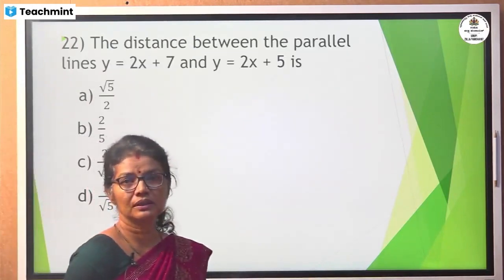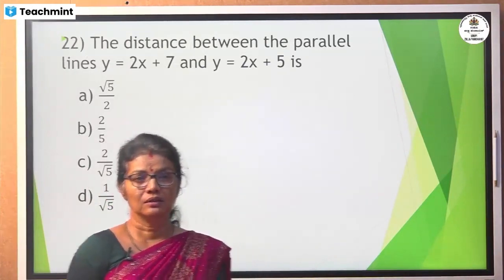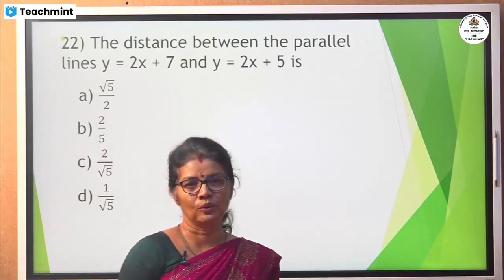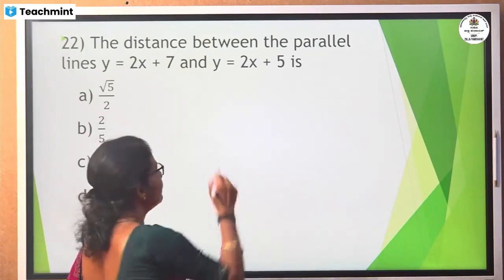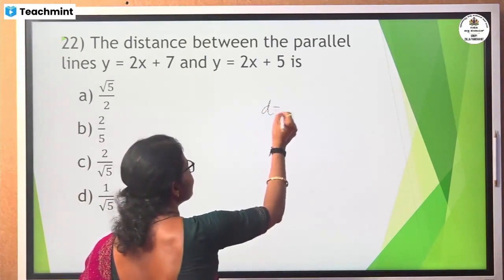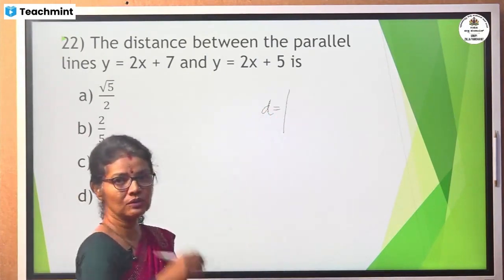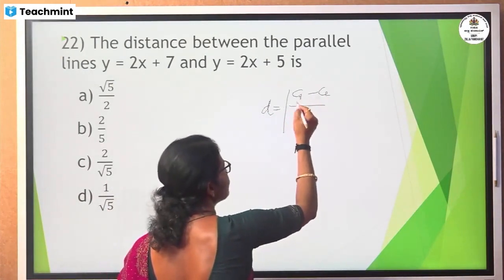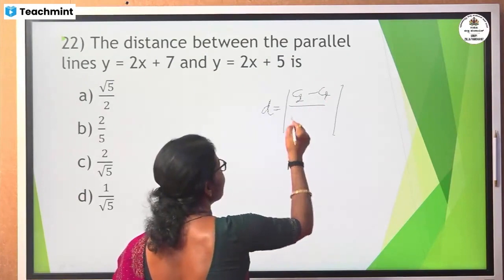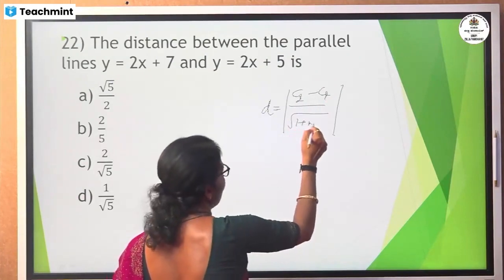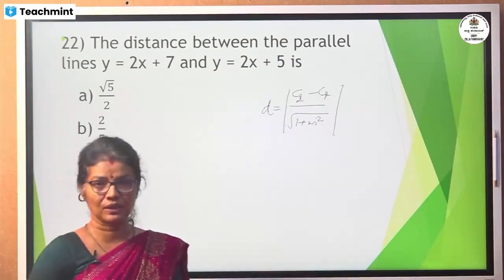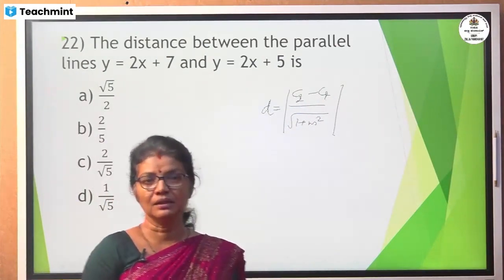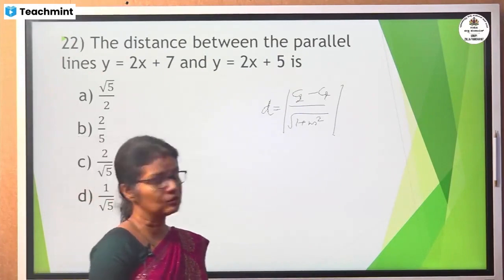Next question. The distance between the parallel lines y equal to 2x plus 7 and y equal to 2x plus 5 is, okay, we'll recall the formula. Distance between the parallel lines d is equal to C1 minus C2 or C2 minus C1, whatever it is, divided by root of 1 plus m square or root of a square plus b square. If you know the values of a and b, the x and y coefficients, you can use that. If you know the slope, then you can use root of 1 plus m square.